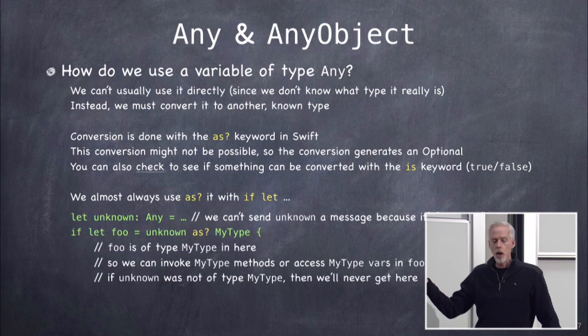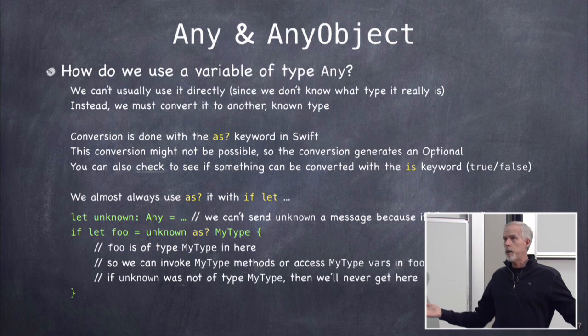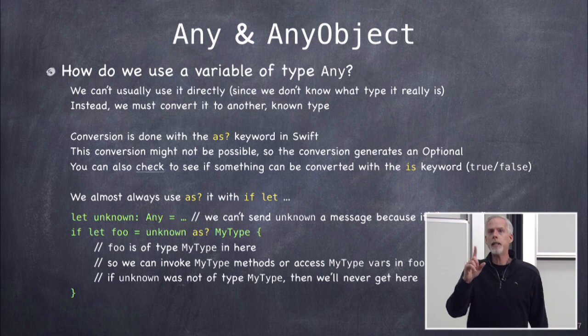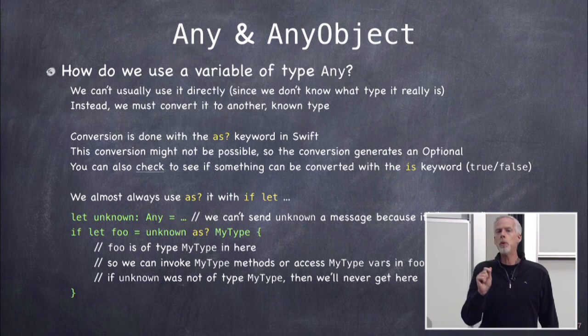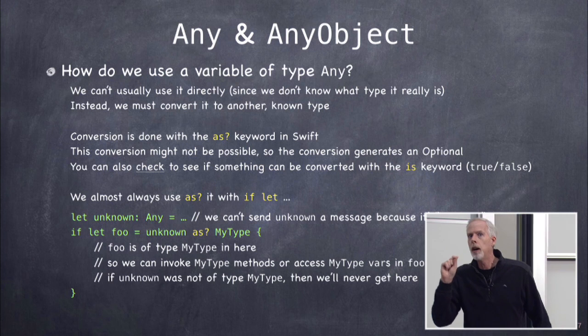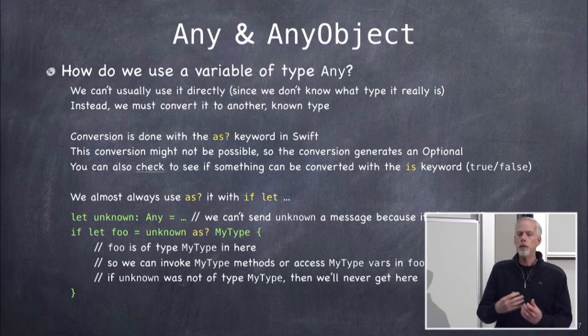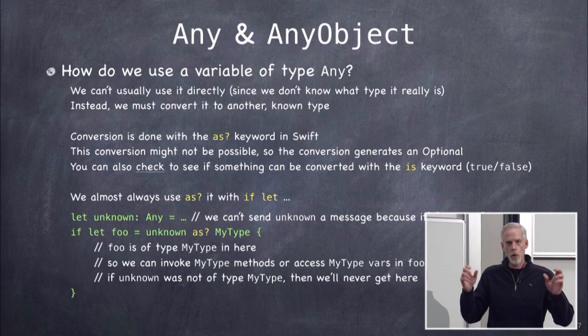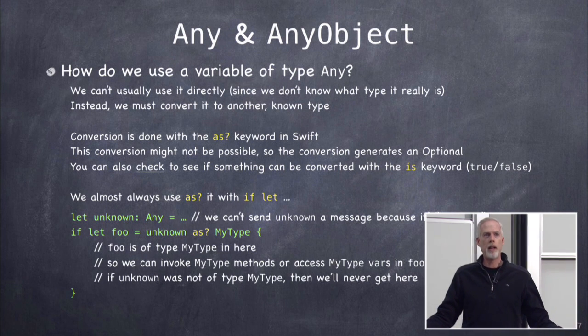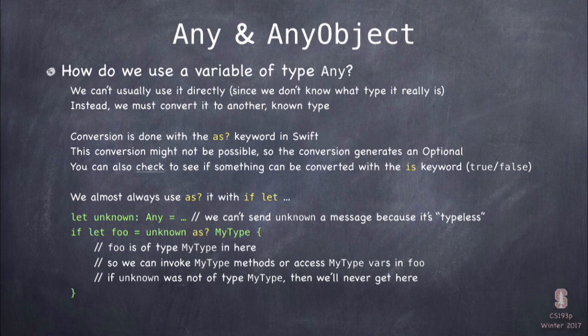So if I had some variable unknown, which is of type any, so I don't really know what it is, but I think it might be my type. I'm not sure, but I think that might be my type in there. So I can say if let foo equals unknown as my type, if let, right? Then inside there, foo is now going to be unknown, but as my type, okay? And so I will be able to send foo whatever my type understands, methods and vars. Got it? So that's how we use it. We use this as. It's called casting.